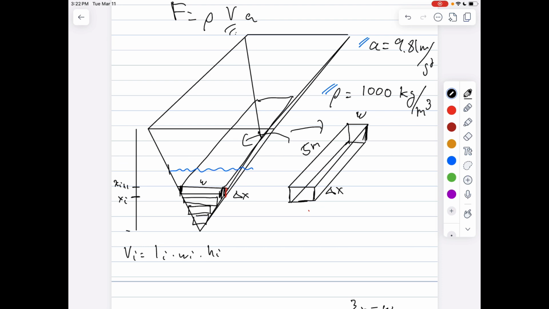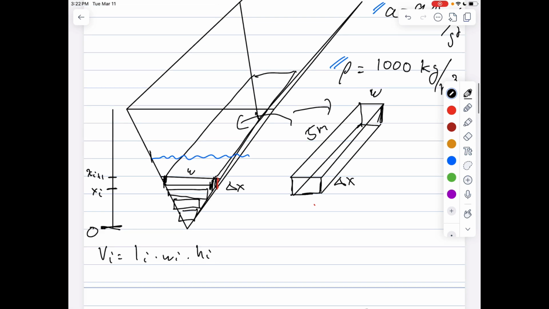What you need to do with all these problems is set up a scale, basically, or a coordinate system. I have 0 down on the bottom, and then I have these values x sub i and x sub i plus 1. So x sub i just stands for some distance away from the bottom. x sub i plus 1 is just some other distance from the bottom.